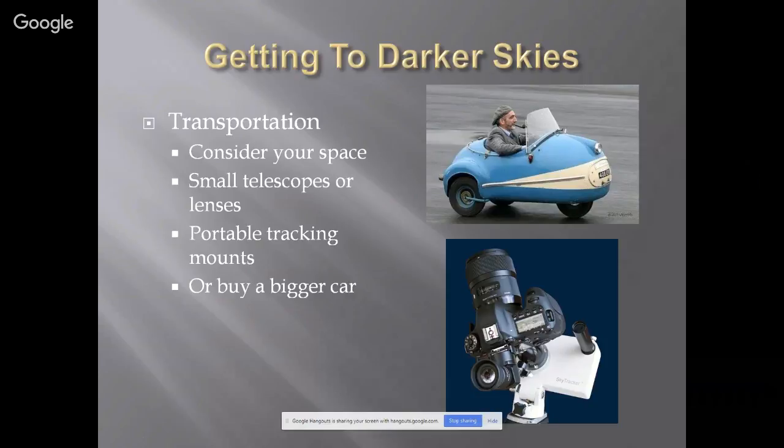Getting to darker skies, transportation. Consider your space. Now, if you're driving around in that right there, you're going to need a really small telescope and a really small mount. If you've got an SUV, no worries. A large SUV, no worries.